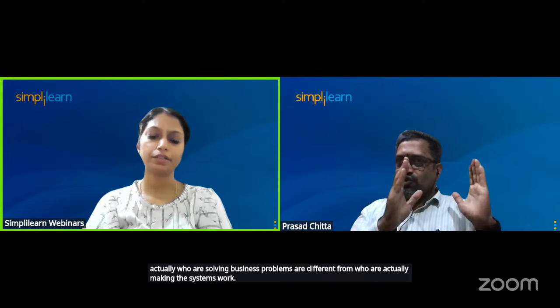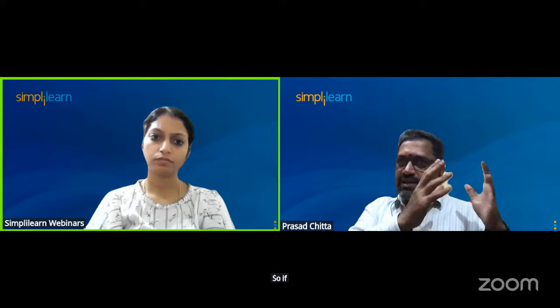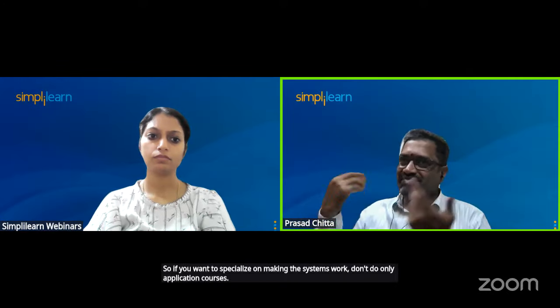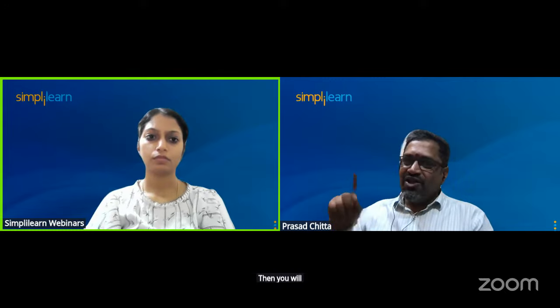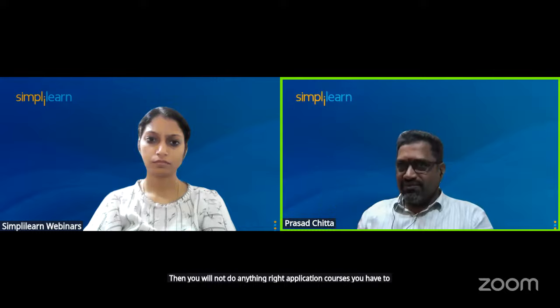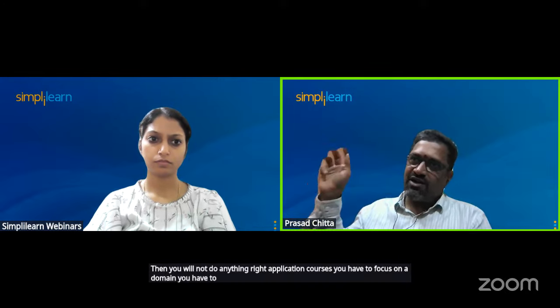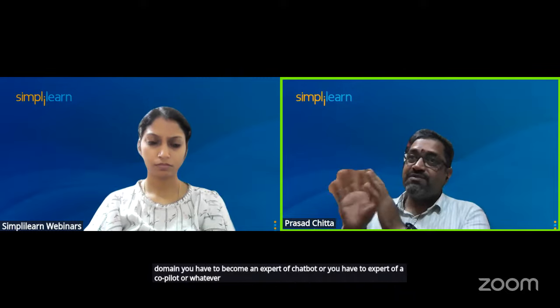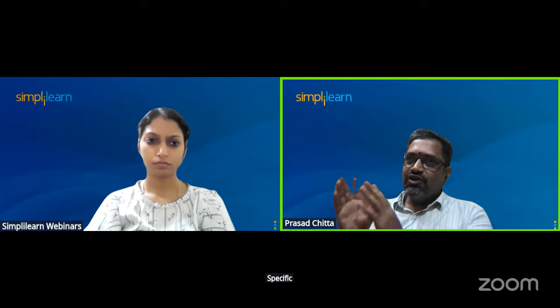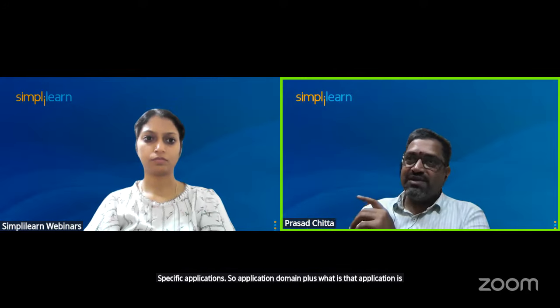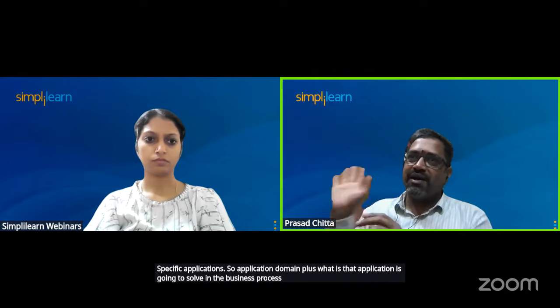So if you want to specialize in making the systems work, don't do only application courses. Then you will not do anything, right? In application courses, you have to focus on a domain. You have to become an expert of a chatbot or a copilot or whatever it is. Those are the specific applications. So application domain plus what that application is going to solve in the business process, these two are very important.